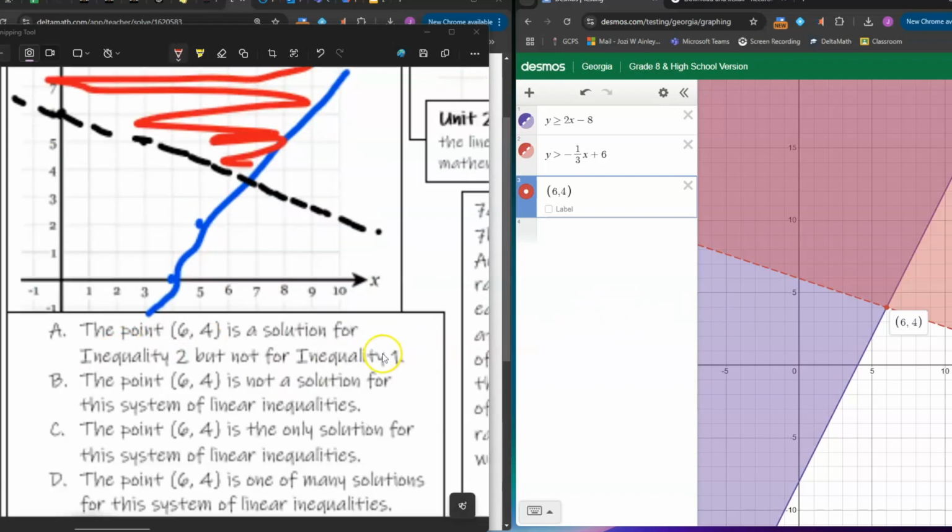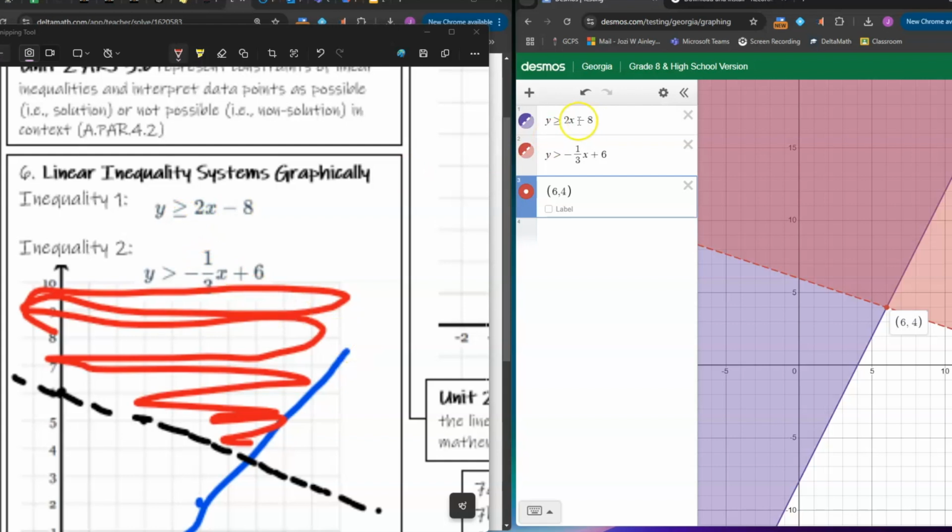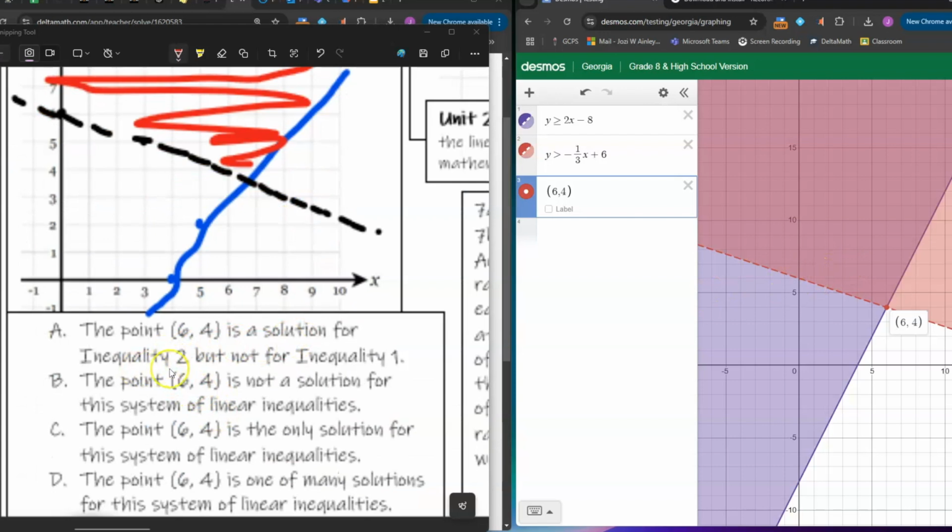Okay, so I need to know which one was 2 and which one was 1. So 1 is the purple, 2 is the red. So is it a solution for inequality 2? So inequality 2 is the red. Is it a solution for this dotted line? No, so it's not. So we just have to read. All right, the point (6, 4), so it's the same point, is not a solution for this system of linear inequalities.